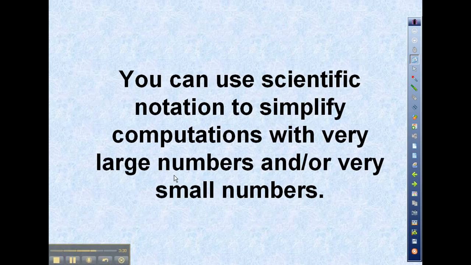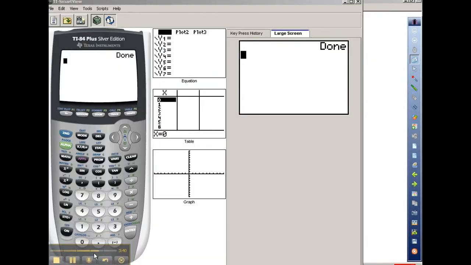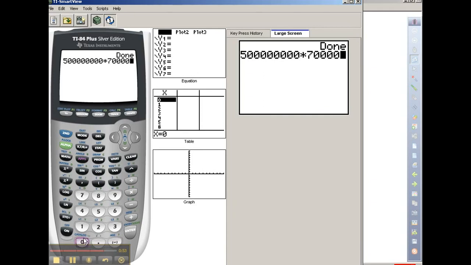You can use scientific notation to simplify computations with very large and or very small numbers. Before we do that, I'm going to pause. I'm going to switch gears here. Hold on a minute. Okay, I wanted to pop up my graphing calculator on the screen here. I'm going to multiply 2 really large numbers together, and I want to show you what happens. Let's take this really large number right here, and multiply it by this really large number right here.